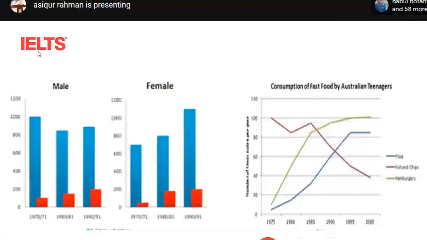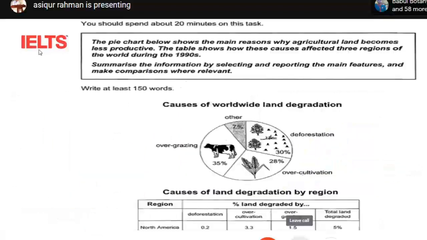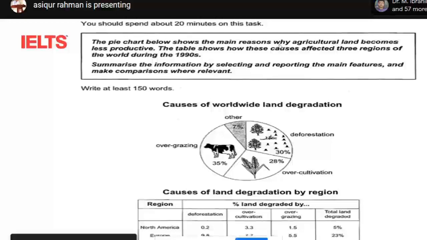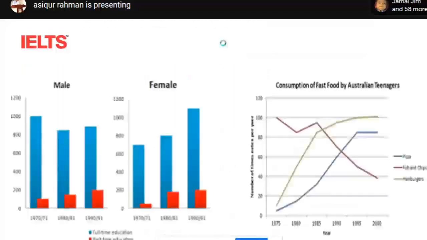As you can see, a question. Look at this question. The pie chart below shows the main reasons why. So you just reproduce it: instead of saying the pie chart shows the main reasons, you can say, as described in the given pie chart, we can see that. Just reproduce it, say it in a different way. So that's the introduction paragraph.